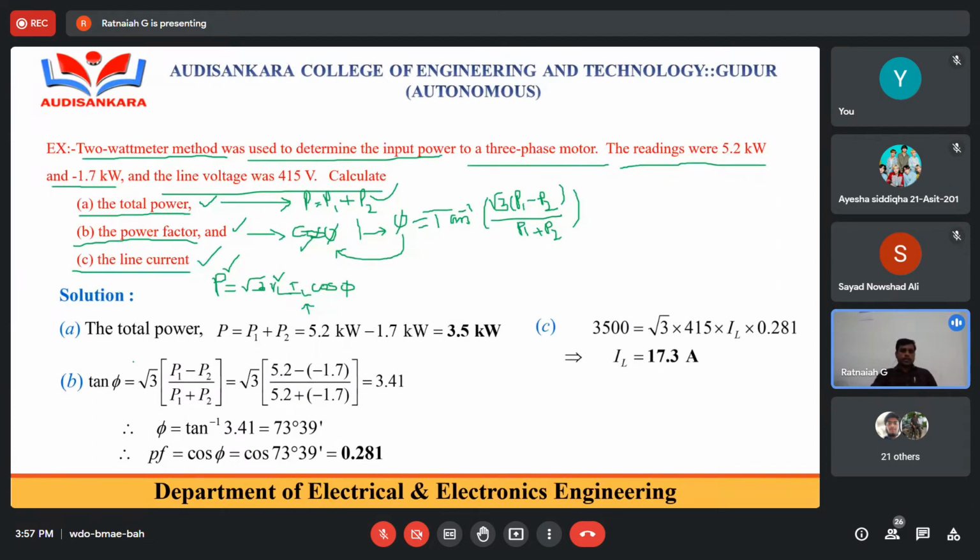Look at the first one. What is the total power? So the total power P is equal to P1 plus P2, and it is already given. P1 reading is 5.2 kilowatts, and the next reading of the given system is minus 1.7 kilowatts. Then what is the total power? So the total power of the load is equal to 3.5 kilowatts, that is, add both the wattmeter readings. There you can get the total power.